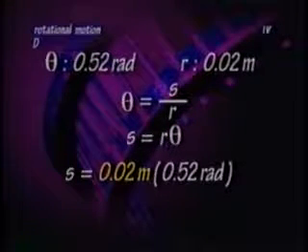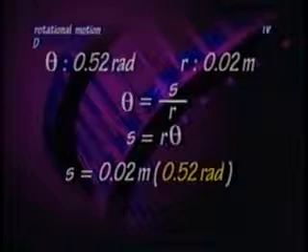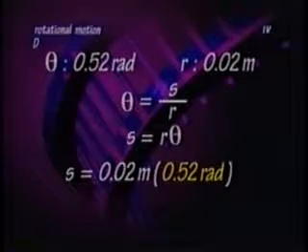Now we can plug those numbers into the equation theta equals S over R. We're solving for S, so switch the equation around to get S equals R times theta. S equals 0.02 meters times 0.52 radians. Multiply and S equals 0.01, which means that the point on the edge of the circle traveled 0.01 meters.